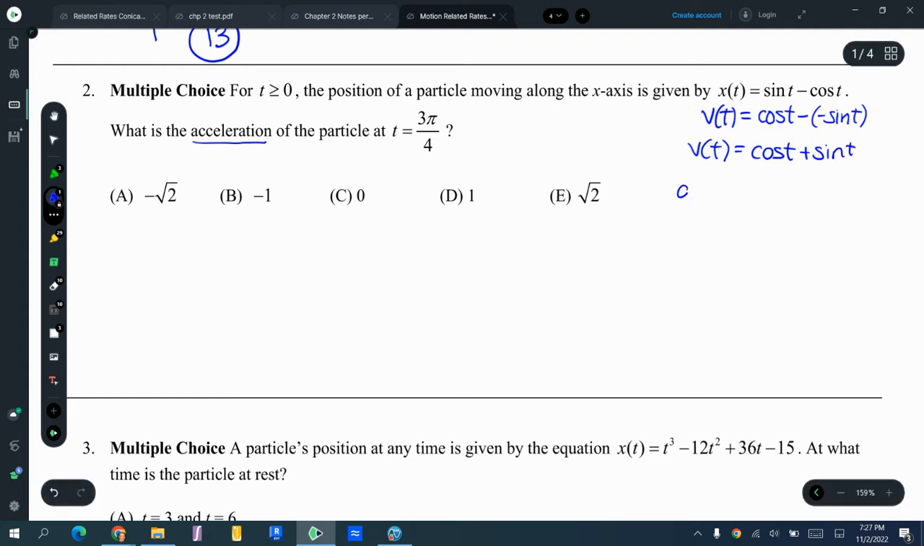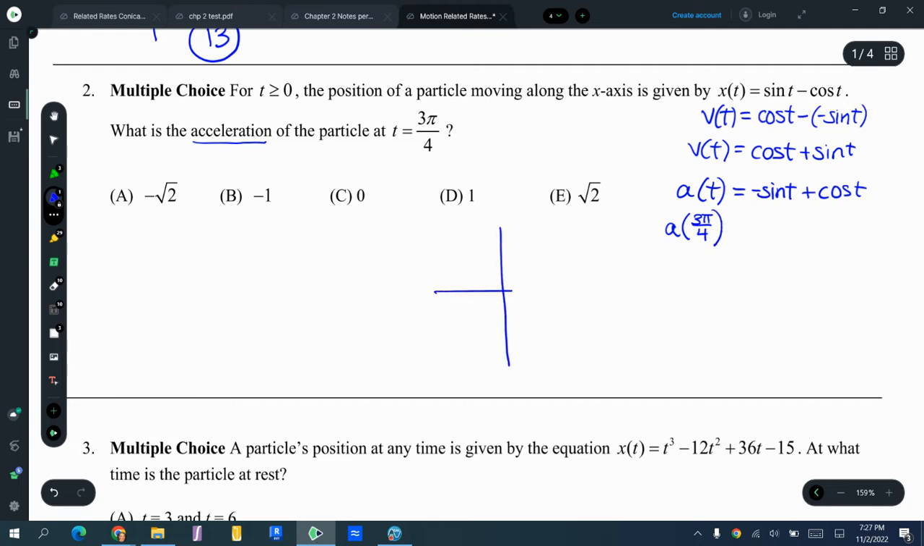And now we can go ahead and do the second derivative, which is just the derivative of velocity. So the derivative of cosine of t is negative sine of t. The derivative of sine of t is cosine of t. So we're looking for the acceleration at 3 pi over 4.